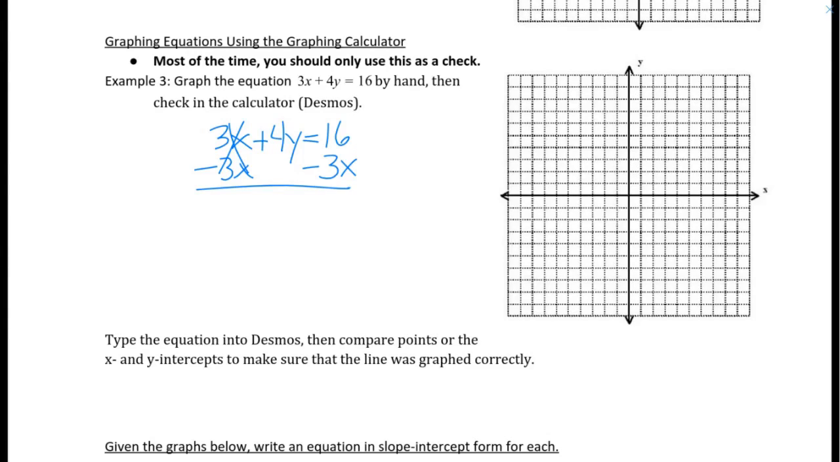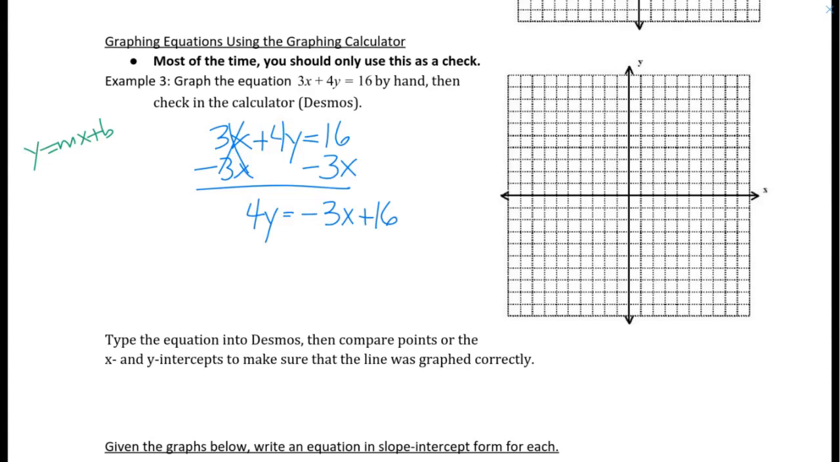Because I know that slope-intercept form is mx plus b, I know I want my x term before my constant. So instead of writing 16 minus 3x over here on the right, I'm going to rewrite that as negative 3x plus 16. It'll save me an extra step in the end. Maybe be a little bit cleaner there.